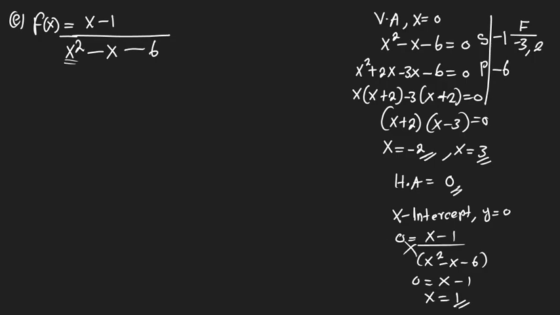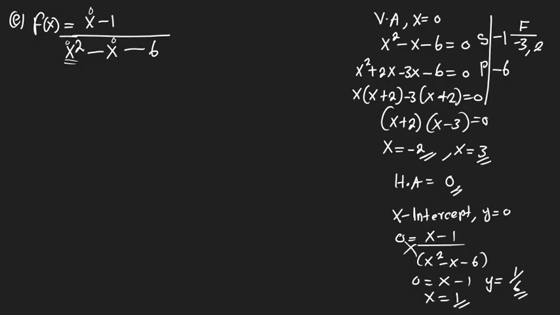Then let's check for the y-intercept. The y-intercept is when x is equal to 0. So if you put 0 here, 0 here, and 0 here, we are going to get a y-intercept of 1 over 6. So we have gotten our y-intercept, x-intercept, and our asymptotes, vertical and horizontal. This graph does not have a slant asymptote because the numerator has a small degree compared to the denominator. Now we can plot.